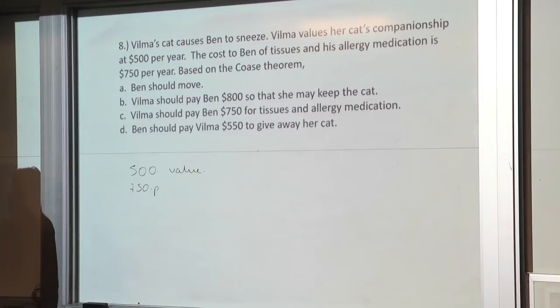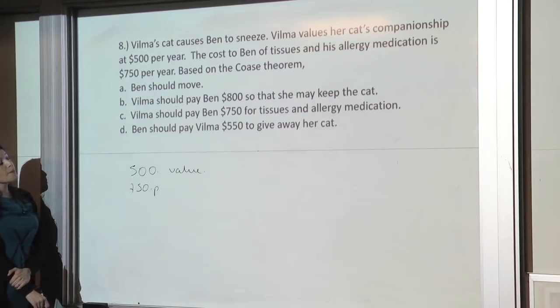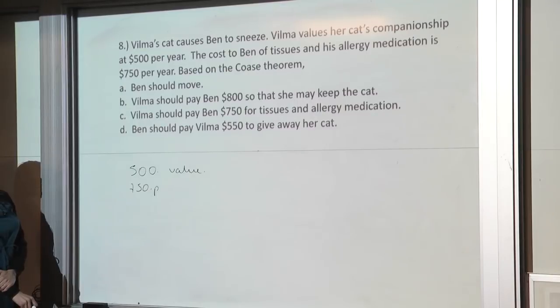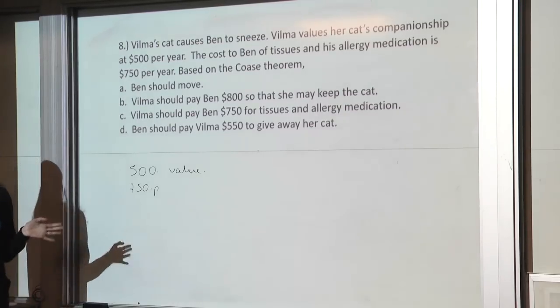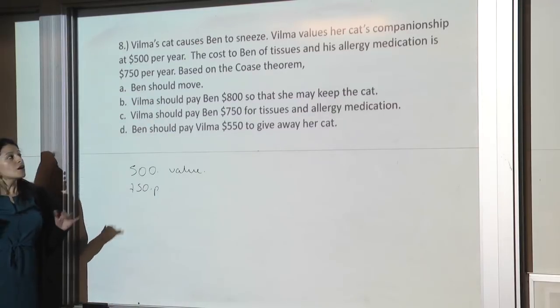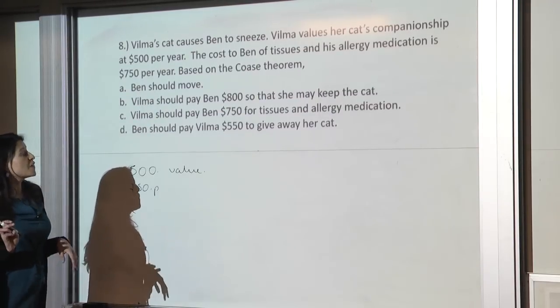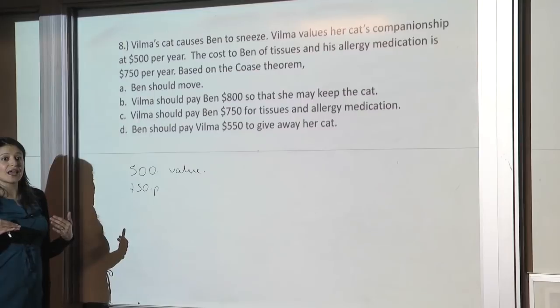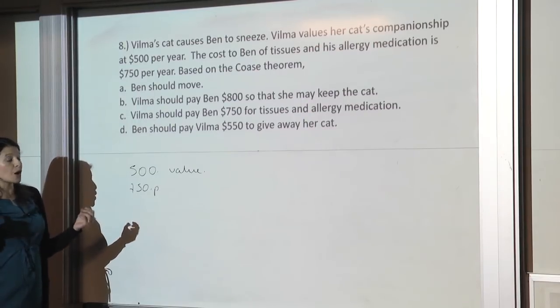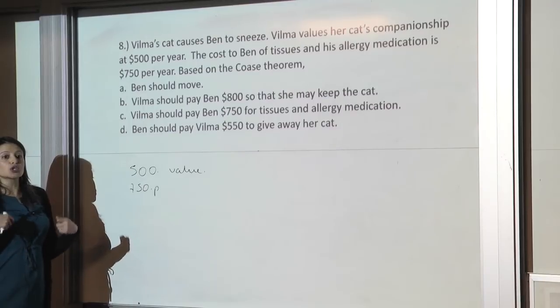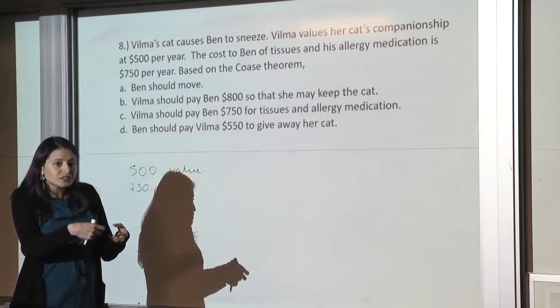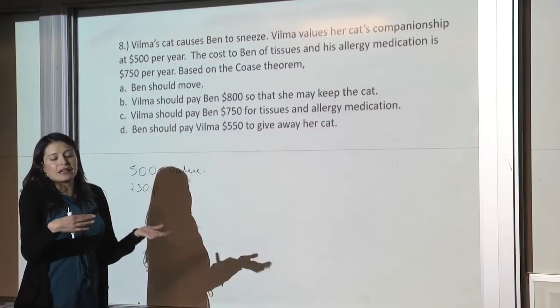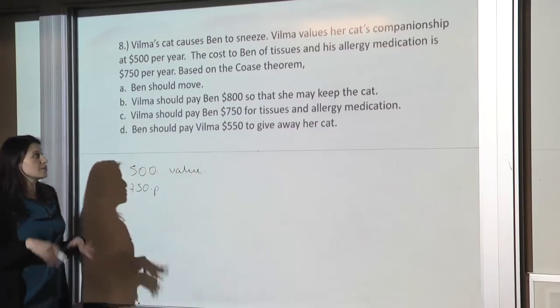What? Vilma should pay Ben $750 for tissues and allergy medication? So, what do we have to know here? The cost theorem is that if there are no transaction costs and the property rights are well defined, you should arrive at the efficient outcome by negotiation, basically. Like, this is in my own words.